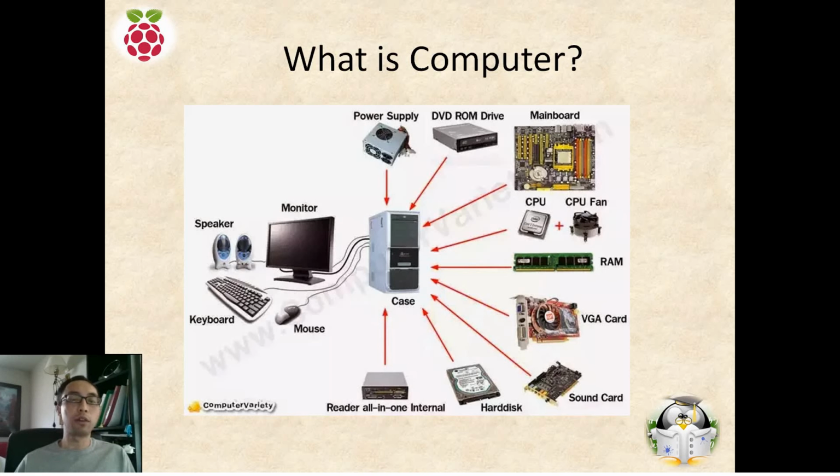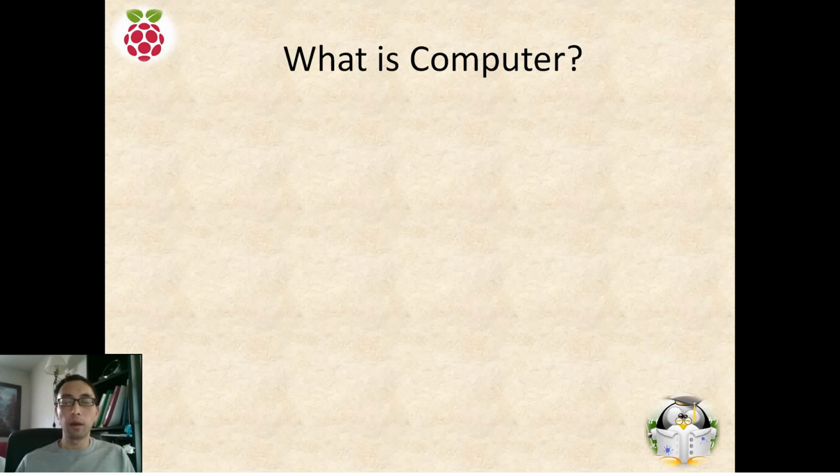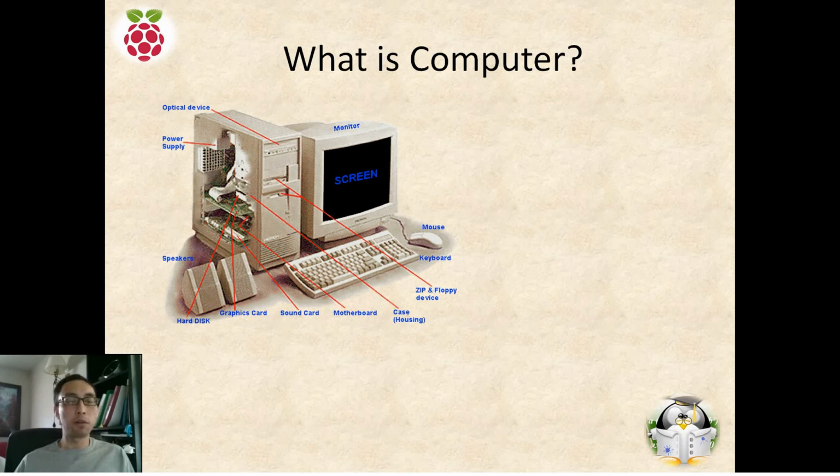Outside, we have a monitor to display the pictures of the computer. We have the input equipment, the keyboard and mouse. We have the speaker to let us listen to the music. And this is the old computer that people used in the 1990s. It's old, but it contains all the components of computer hardware.